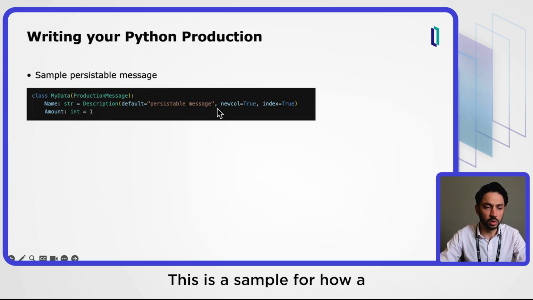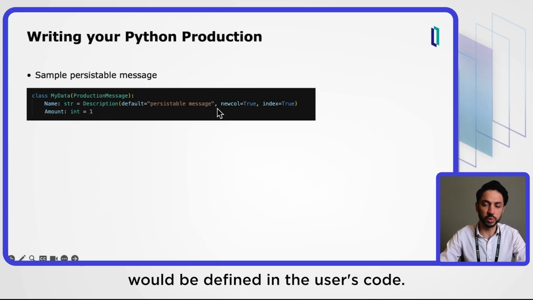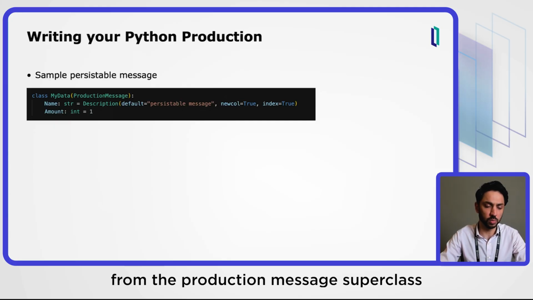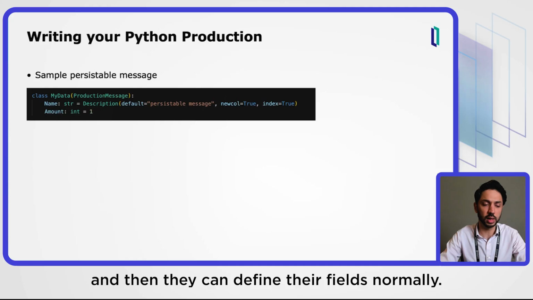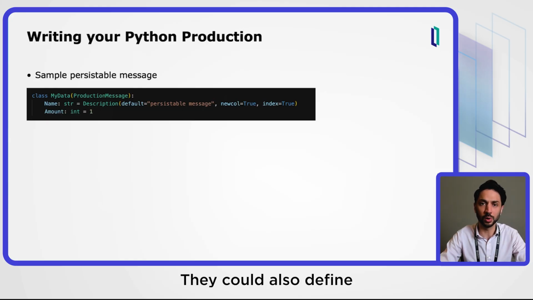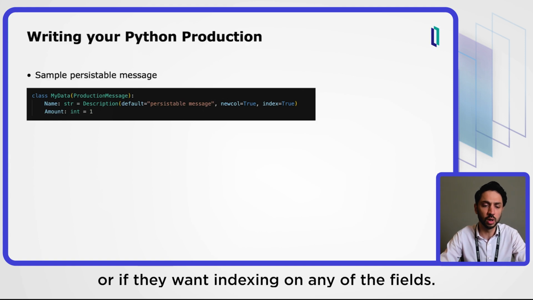This is a sample for how a persistible message would be defined in the user's code. They would just need to subclass from the production message superclass, and then they can define their fields normally. They could also define if they want one of these fields to be a new column in the storage table, or if they want indexing on any of the fields.